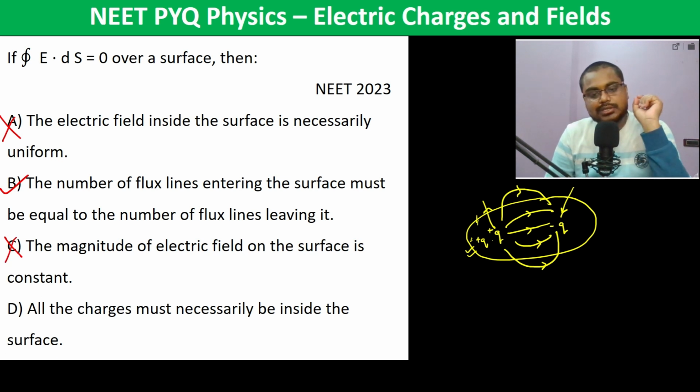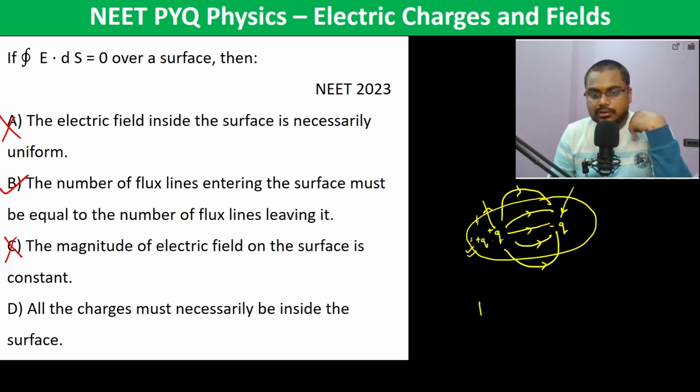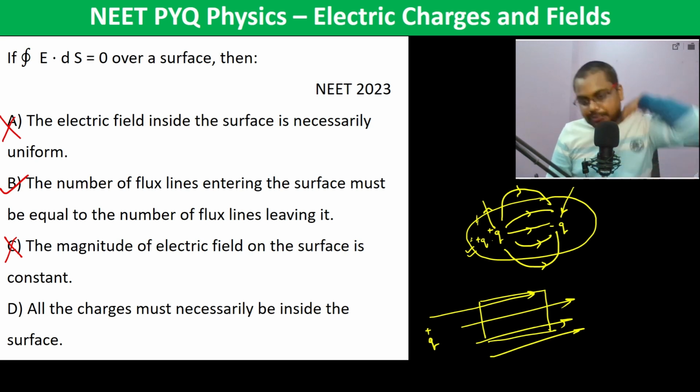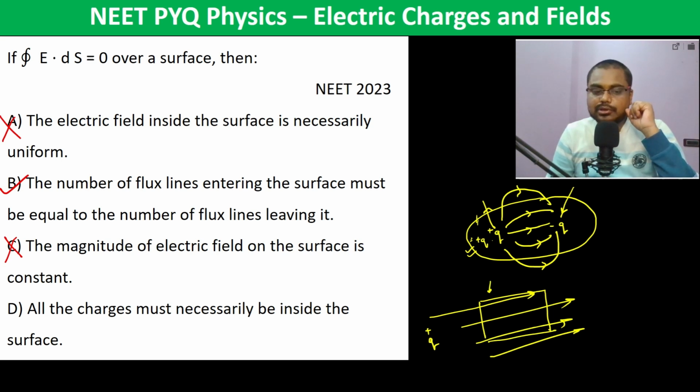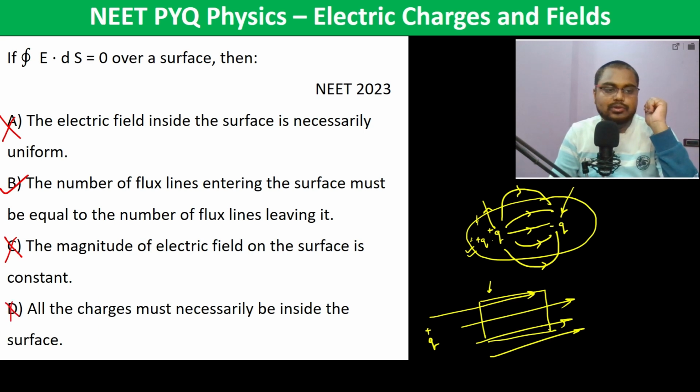All the charges must necessarily be inside the surface. No, not required. Charge can be outside the surface also. For example, we have this plus q charge here. This is how the electric field is, and if we keep this as the Gaussian surface, the charge is not inside the surface, so it need not necessarily be inside. That is wrong, so only option B is correct.